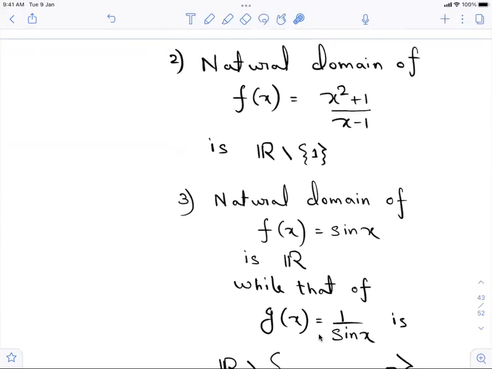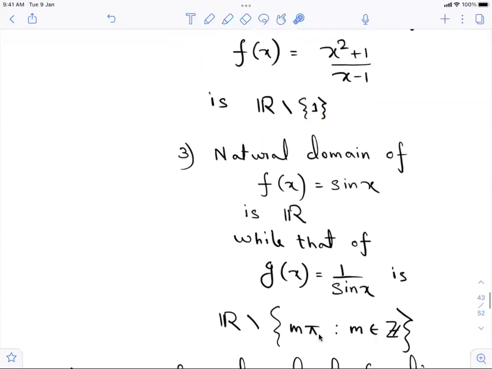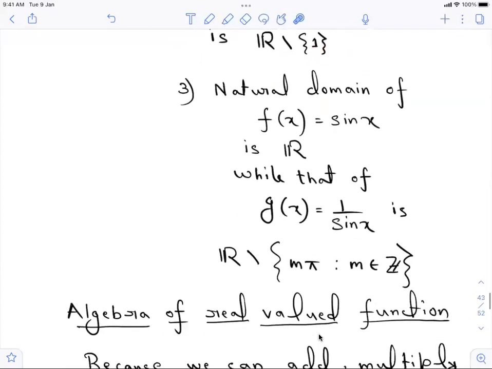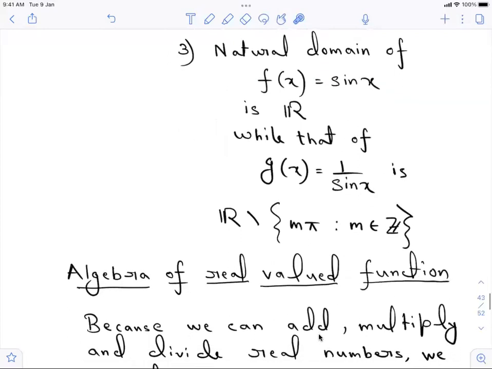An algebraic function of this form, which is a ratio of two polynomials, need not be defined at all points of R. For example, this one is not defined at 1, so to find the natural domain, all I have to do is simply omit 1 from R. This is the natural domain. So it's pretty easy to determine the natural domain just by inspection.